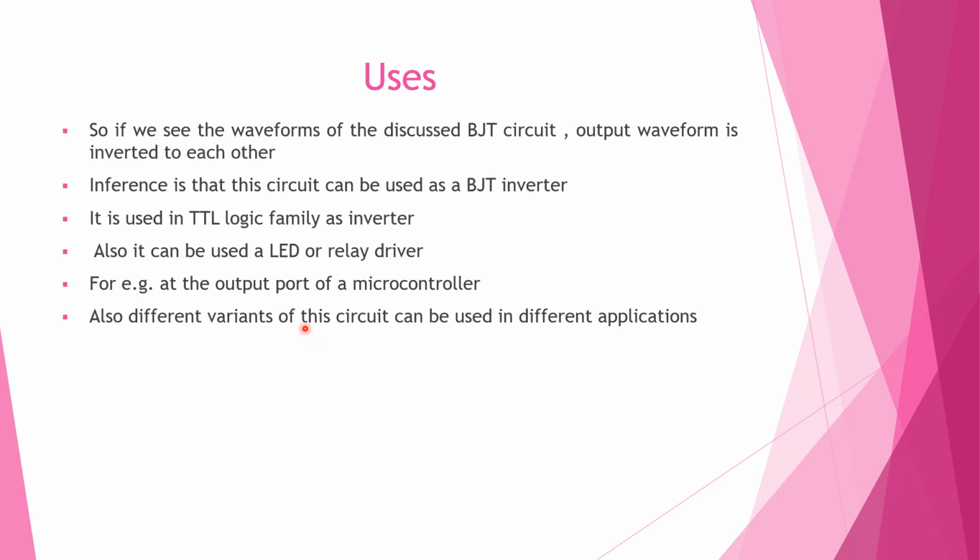So if you see the waveforms of the discussed BJT circuit, the output waveforms are inverted to each other. So the inference is that this circuit can be used as an inverter, with input voltage at the base terminal and taking the voltage at the collector terminal. Thus both voltages will be inverted to each other. So it can be used in a TTL inverter. It is already used as an inverter in the TTL logic family.